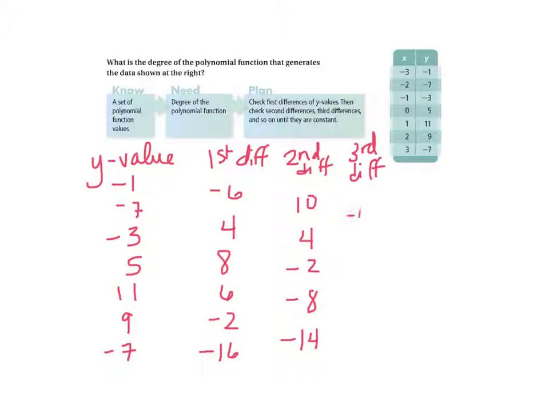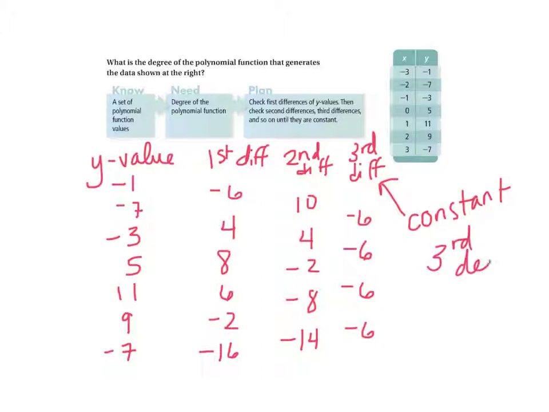4 minus 10 is -6. -2 minus 4 is -6. -8 minus -2 is, again, -6. And -14 minus -8 is -6. And so what this tells me is that because it's on the third difference that the differences become constant, this is a third degree polynomial.